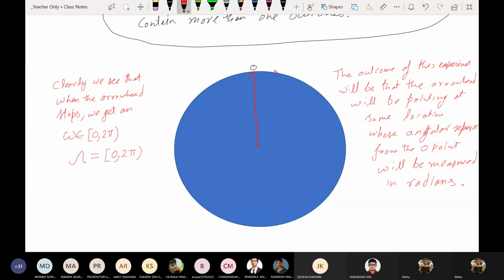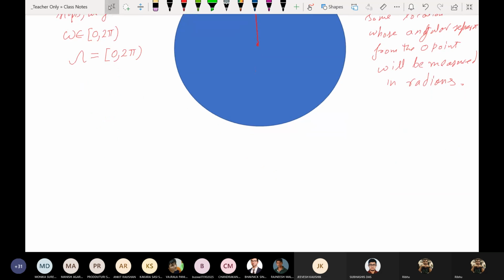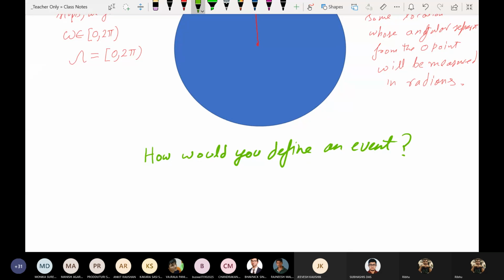This is the sample space. Fine. Now, the question that I would ask in this case is: how would you define an event? How would you define an event in this case?